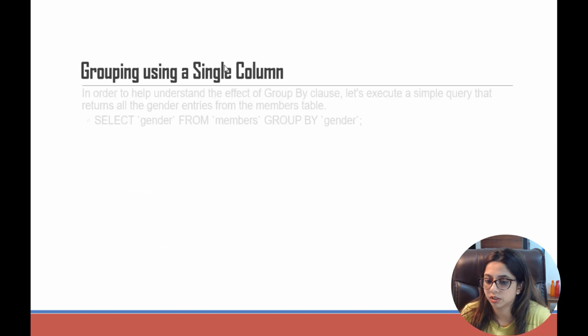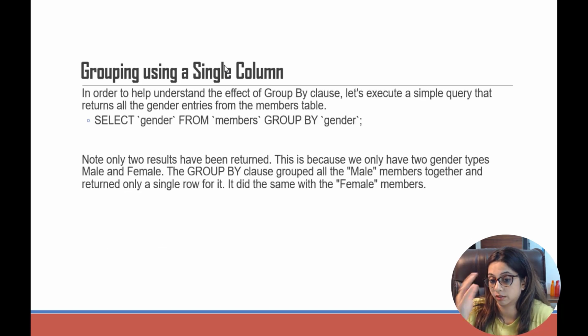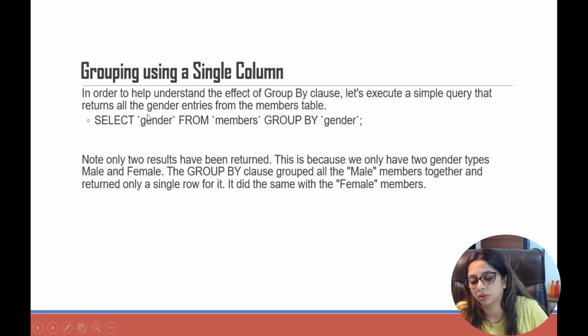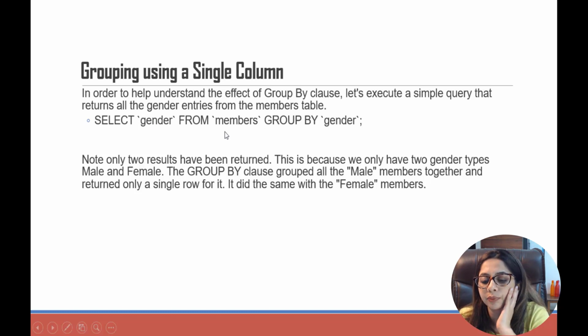So if we just see, there's another example given here. Let's say we just want to print the gender from some table. Select gender from some table name, which is members, group by gender. It will print 2 rows, one male and one female. That's how the result will look, because if there's a null entry, then of course another null will also be printed, but usually it will be like that.